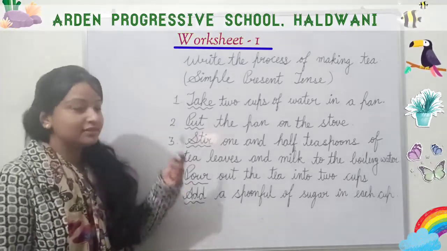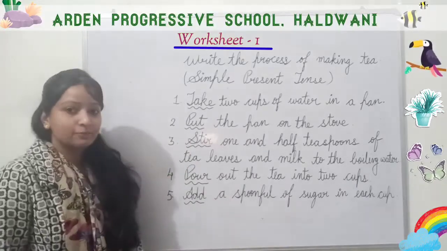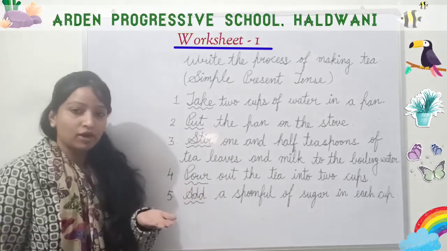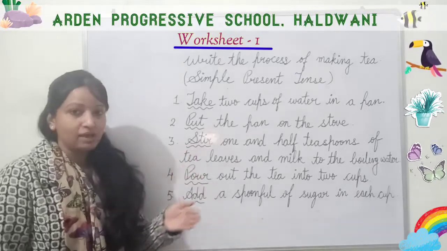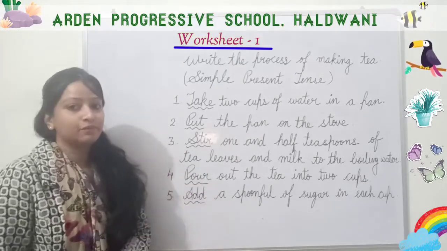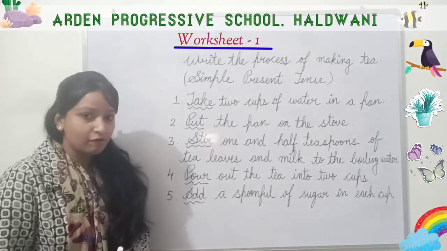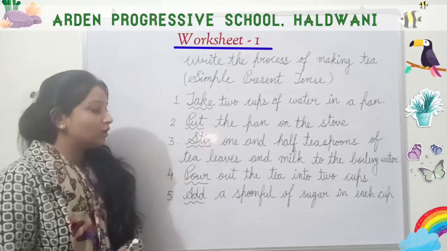So the first is, take 2 cups of water in a pan. Okay. Put the pan on the stove. Very good. Stir 1½ teaspoons of tea leaves.